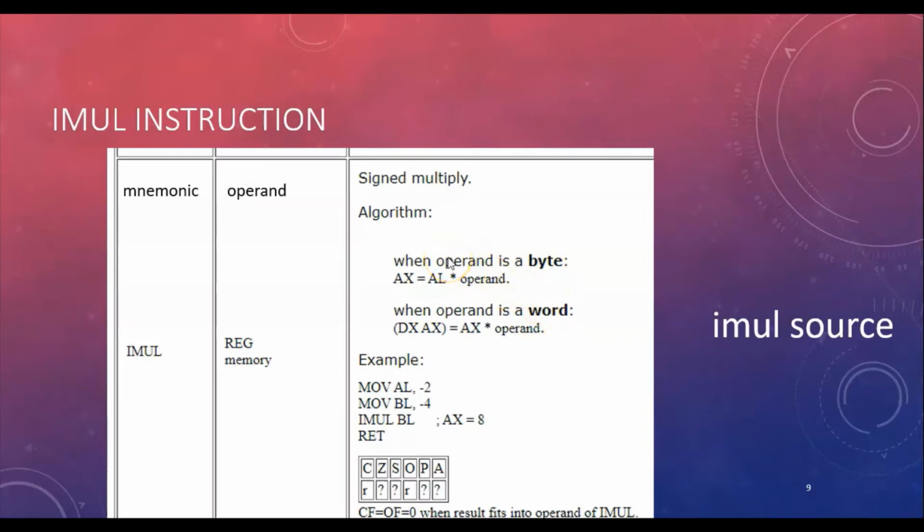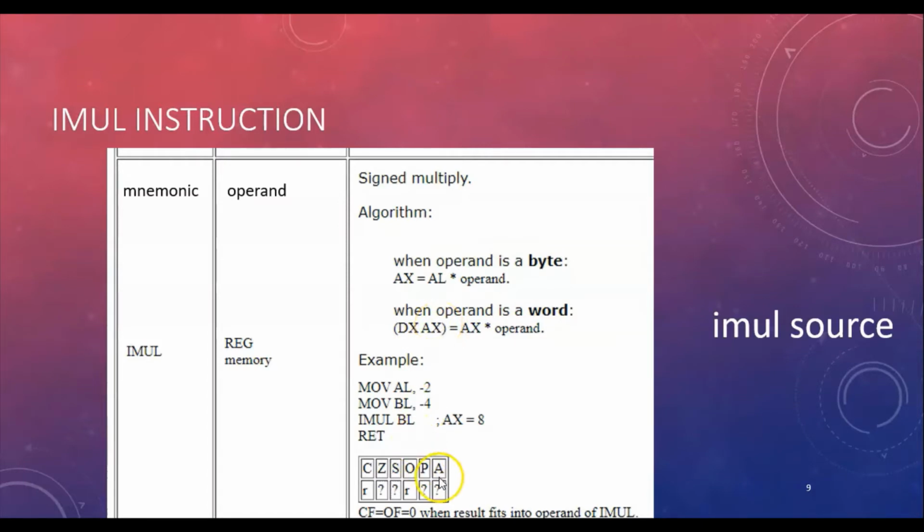The operation is fixed, and the result will be saved in AX. The operation is multiplication between AL and the operand, so that is the size in byte. 8 bit multiplied with 8 bit, we get a 16 bit result. If the operand is word size, it will be saved in DX, AX, 32 bit. The operation is multiplication between AX and the operand. 16 bit multiplied with 16 bit, we get 32 bit.